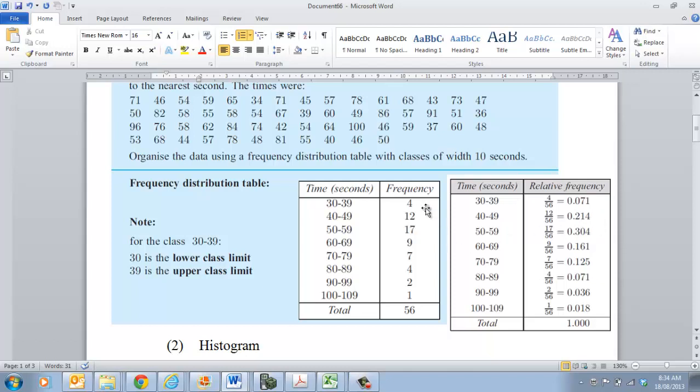So it takes into account that, if I give 12 out of 56, that might be a fair portion of the data. But if I had 12 out of 560, then that would be a very small percentage. Alright, so it takes away the need to know how many bits of data there are. So relative percentage is a really good way of representing that information.